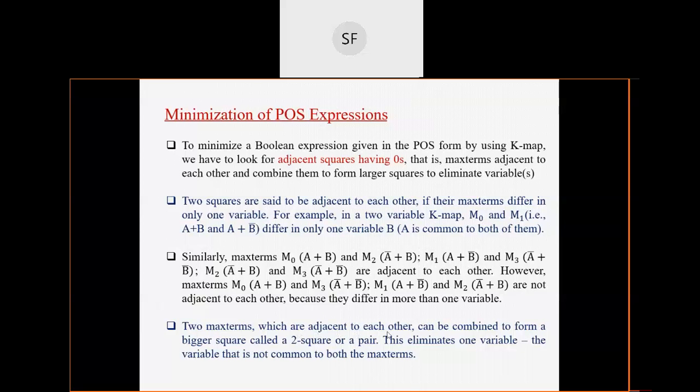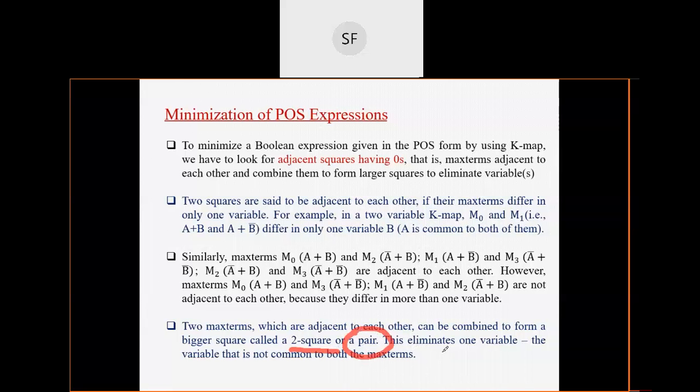So two max terms which are adjacent to each other can be combined to form a bigger square. If you combine two cells, that will be called a two square. The name is obvious, right? Why? Because you are combining two squares, so that's why it is called a two square. Or another name is pair. That means when you combine two cells, that combination will be called a pair. So I will always call the combination of two cells a pair.